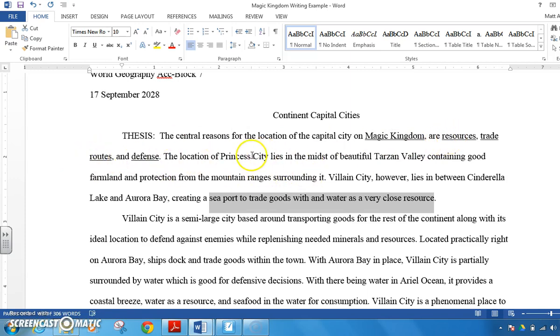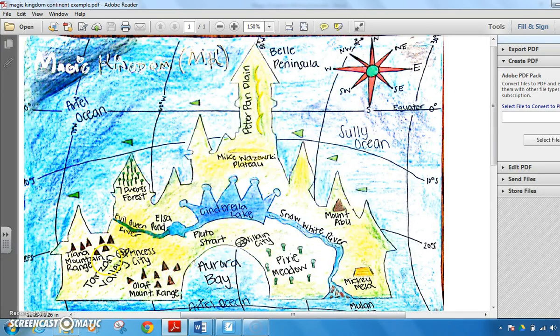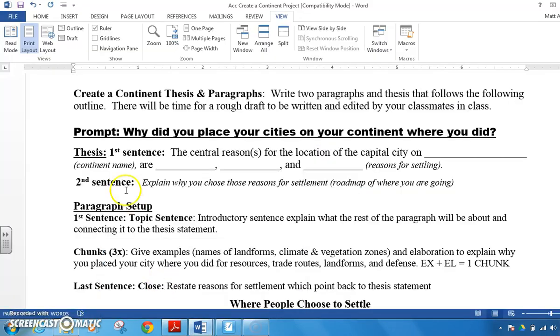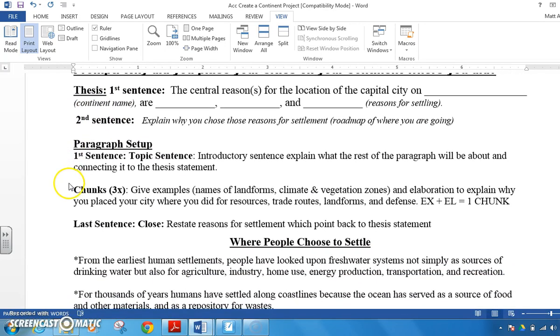So notice between both cities, they've used all 3 of the reasons they've given in the very first sentence that's there. So the second sentence gives a roadmap of why they chose what they chose. And they're doing it based off the location, Tarzan Valley, which I've got right here, all the way to next to Aurora Bay, which I've got with the Villain City that's here. So once you've listed your thesis statement, which is going to tell me what the entire body paragraphs are going to be about, we're going to go now down to the paragraph setup.